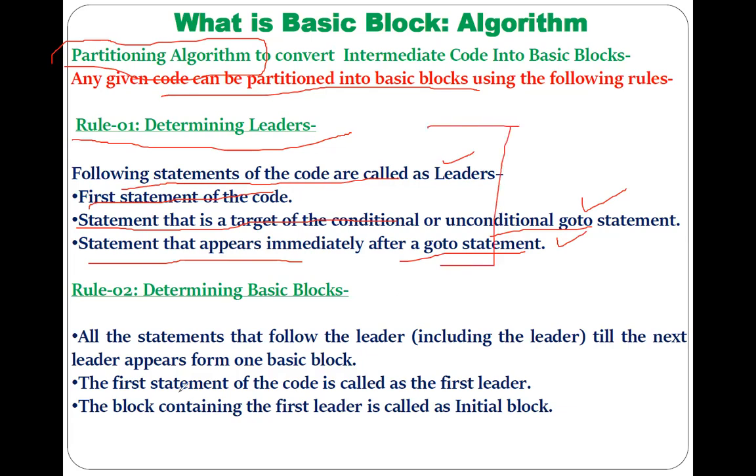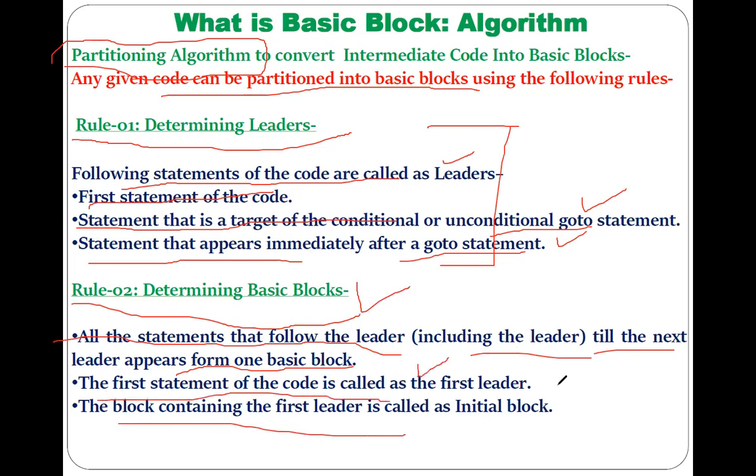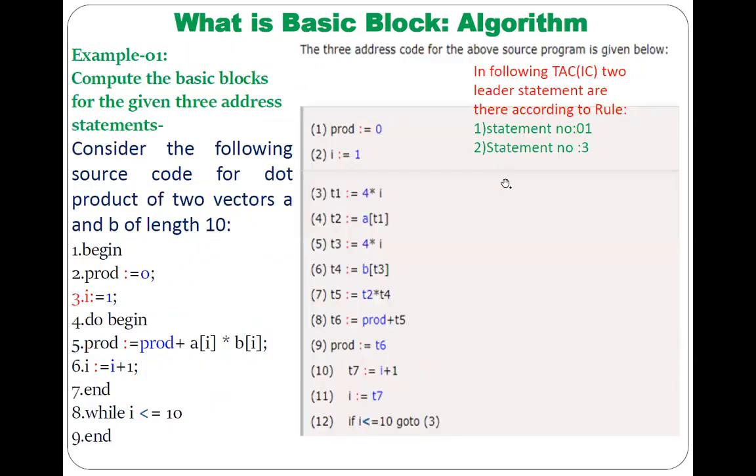Okay. And the second rule is related to determining the basic block. All the statements that follow the leader, including the leader, till the next leader appears, form one particular basic block. The first statement of the code is called the first leader. The block containing the first leader is called the initial block. Okay. So all the statements that follow the leader, including the leader statement, till the next leader, that is the rule for forming one basic block. Okay. That, last time, we have seen with an example.